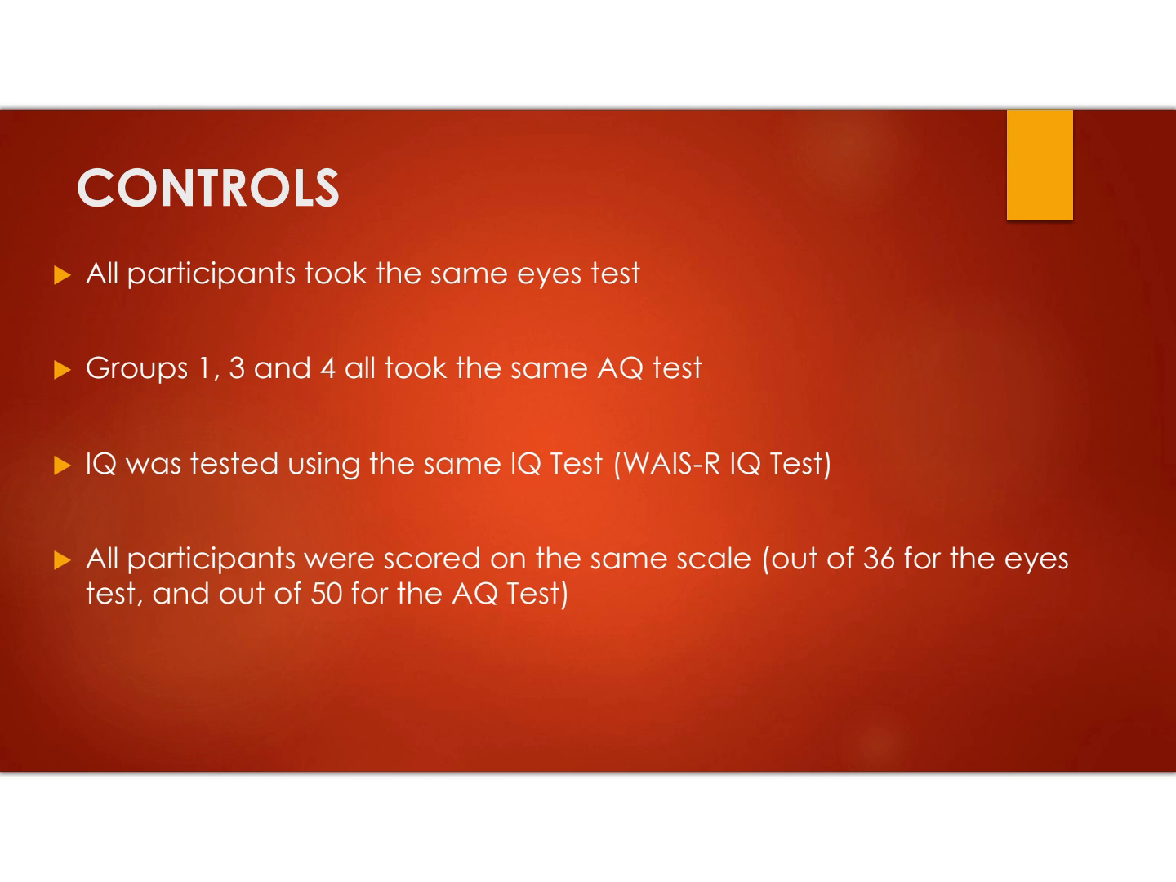So that's pretty much it to the procedure. There's not really anything else. It's just a test that they're taking, two tests, the ICE test and the AQ test, individually in a quiet room. Controls are that everyone took the same tests on the same scale. They took the same IQ test. The ICE test was scored out of 36. The AQ test was scored out of 50.